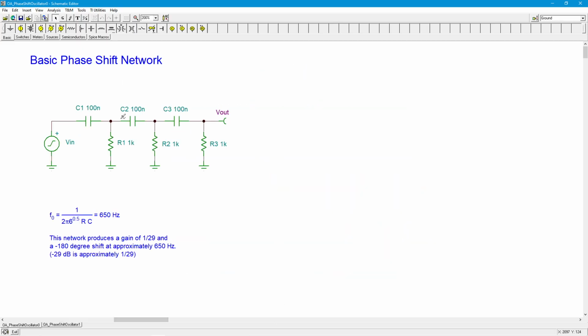First, I want to look at the phase shift network itself. So here I have 3 sections. Like I said, we need 3 RC values. And I've set them all equal in value. And this is practically speaking the way we would typically do this.